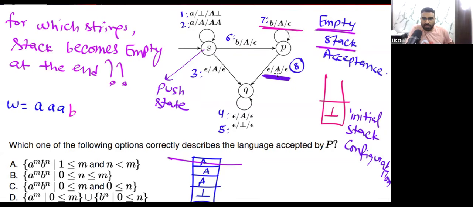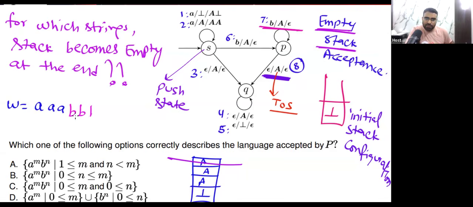This means that at the end, on top of the stack, there must be A. Do you agree? This symbol A must be on the top of the stack. What does it tell you? It tells you that the number of A must be more than the number of B. Do you agree?